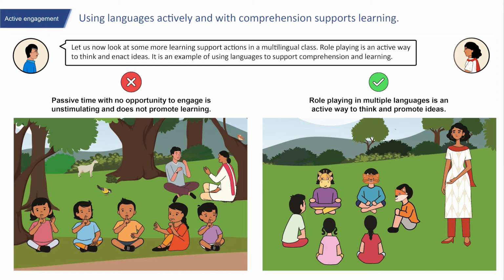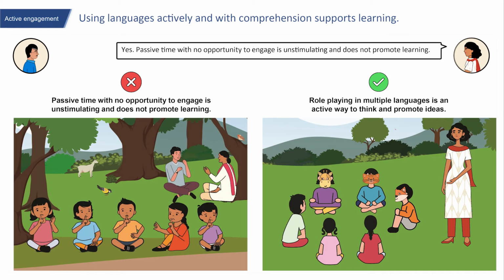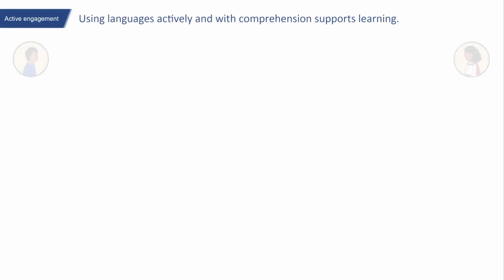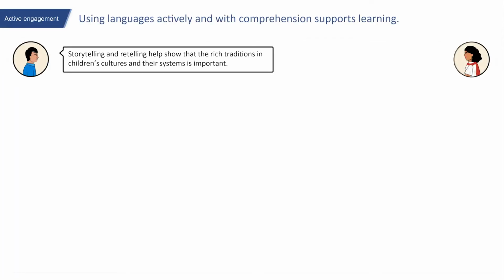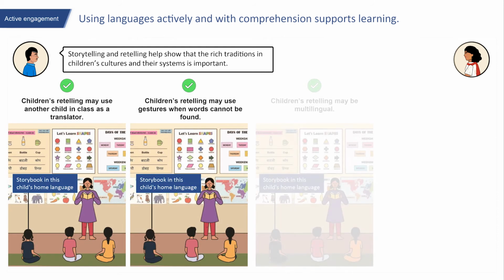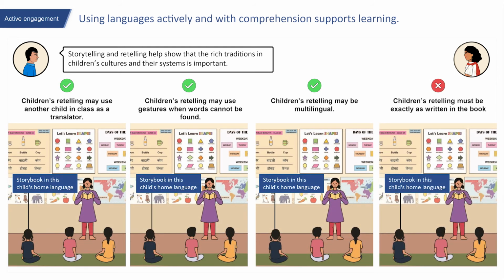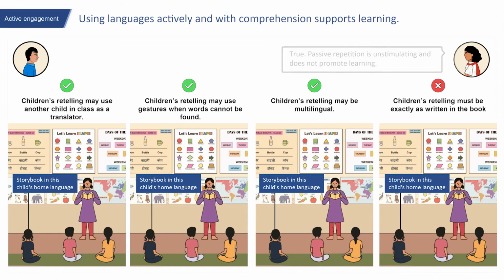Role-playing is an active way to think and enact ideas. It is an example of using languages to support comprehension and learning. Yes, passive time with no opportunity to engage is unstimulating and does not promote learning. Storytelling and retelling help show that the rich traditions in children's cultures and language systems are important. True, passive repetition is unstimulating and does not promote learning.